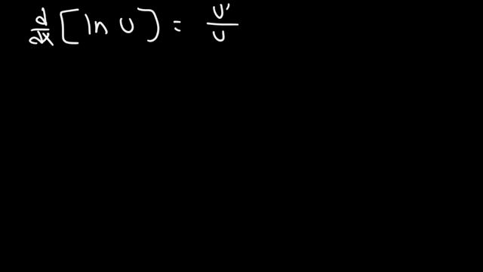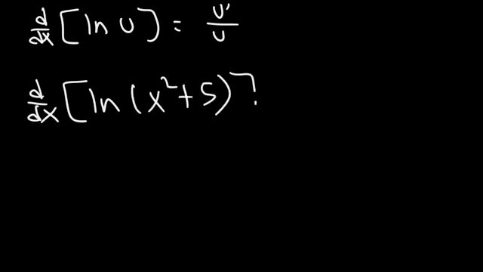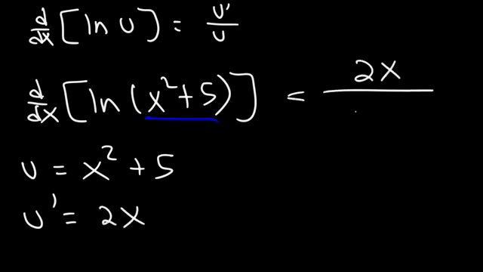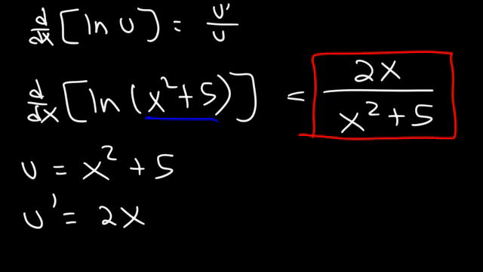Let's try another example. Let's find the derivative of the natural log of x squared plus 5. So u, that's the stuff inside the natural log, is x squared plus 5. U prime, the derivative of x squared plus 5, is just 2x. So it's going to be u prime divided by u. And so the answer is 2x over x squared plus 5.